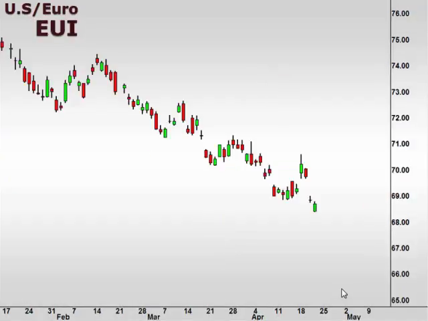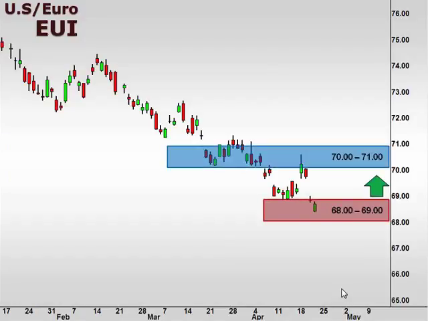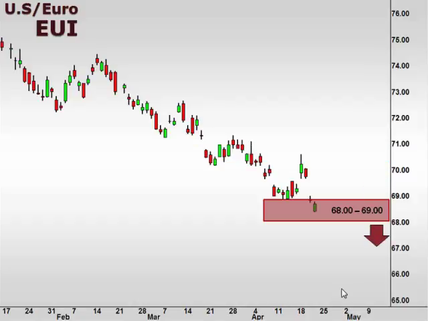Next up, the EUI, the US versus the Euro. Well, the EUI tested the 68-69 level as expected. Now, a bounce here is likely to meet resistance at 70. However, failure to hold at 68 lends credibility to a continuation of this downtrend that has been enforced for quite some time.